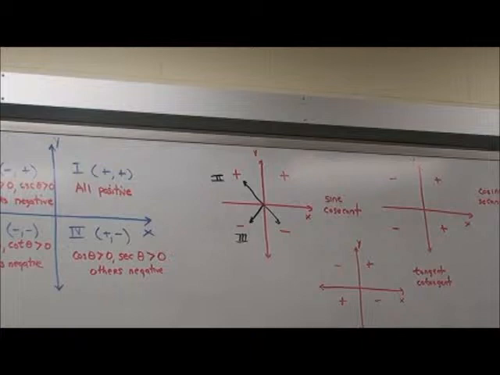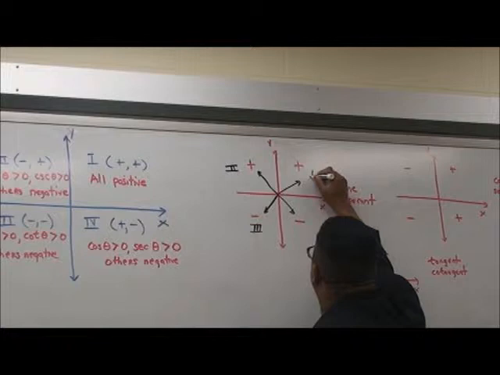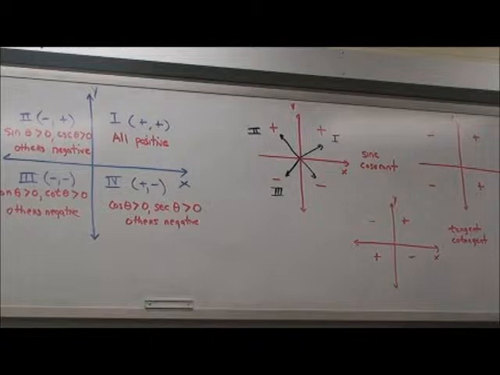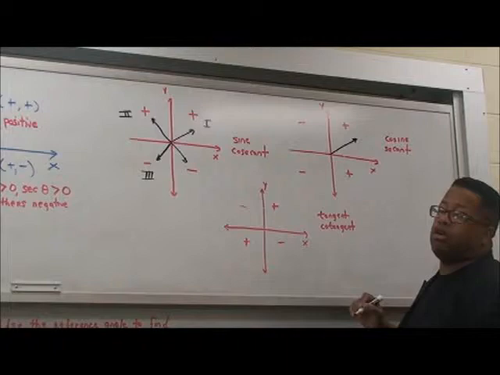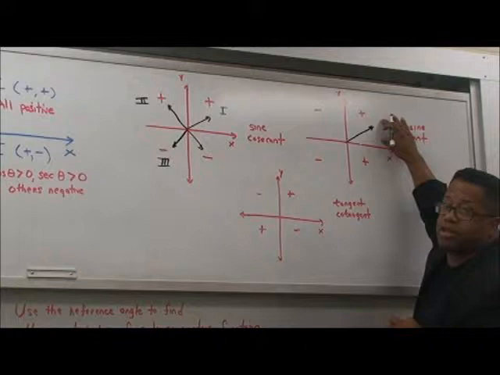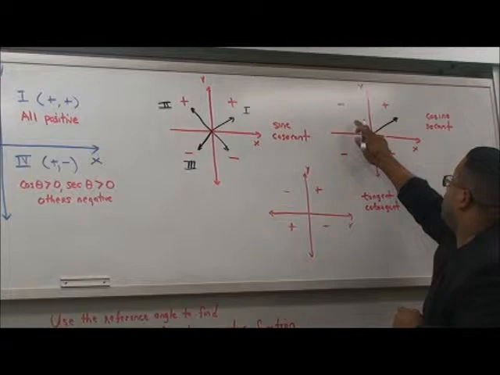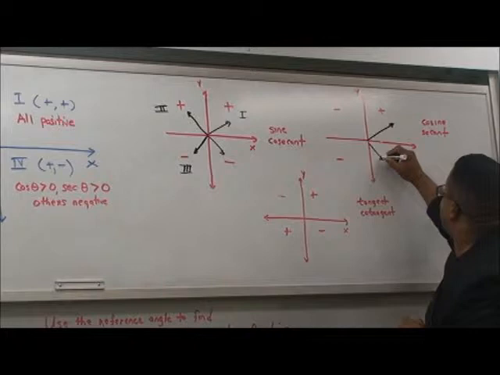But in quadrant one, all of the functions, sine and cosine included, will be positive as well. So we come over here to cosine and secant. As we said earlier, in the first quadrant all of the trigonometric functions are positive. But in the other quadrants, the second, the third, and of course the fourth quadrant, cosine and secant will be positive as well.